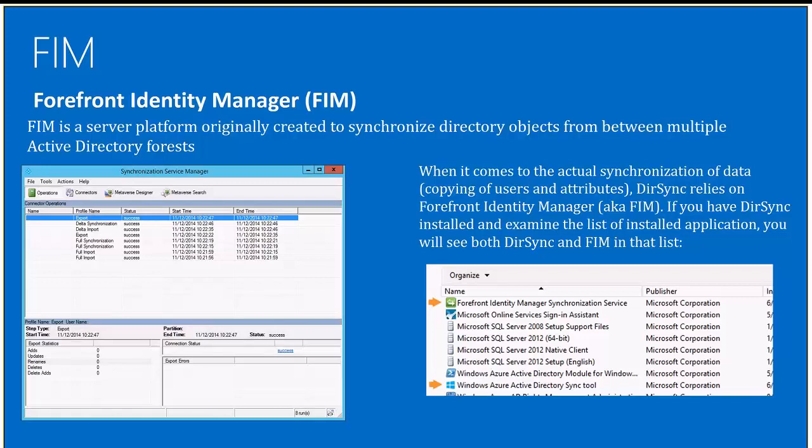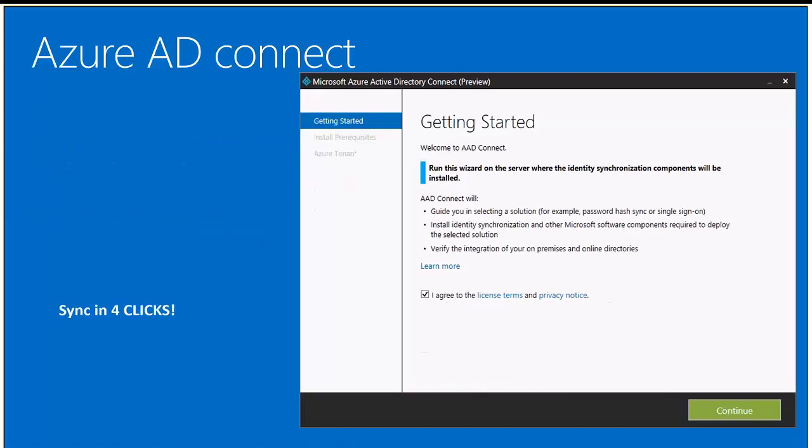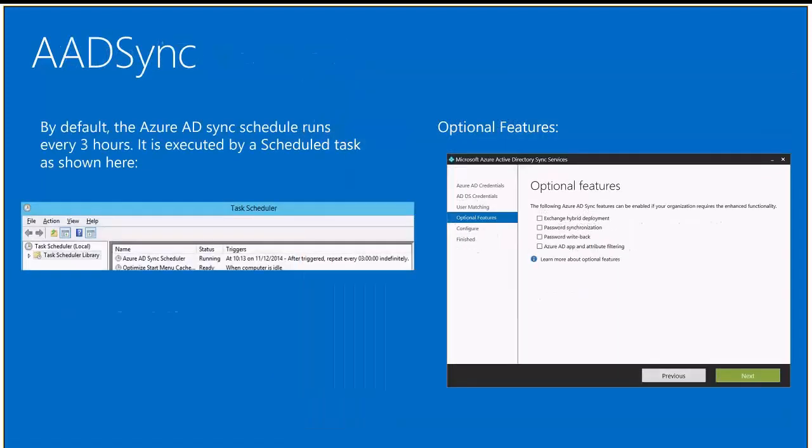And the most recent tool that we have is the Azure Active Directory Connect tool, which is a deployment solution for all the other tools, but it's not recommended to upgrade directly from one tool to another. So you would actually have to completely uninstall and reinstall the new tool. The Azure AD Connect tool is a single wizard that performs all the steps that you would need to connect your local directory to the Azure Active Directory or to synchronize the users to Office 365. And it's just in 4 clicks, right?